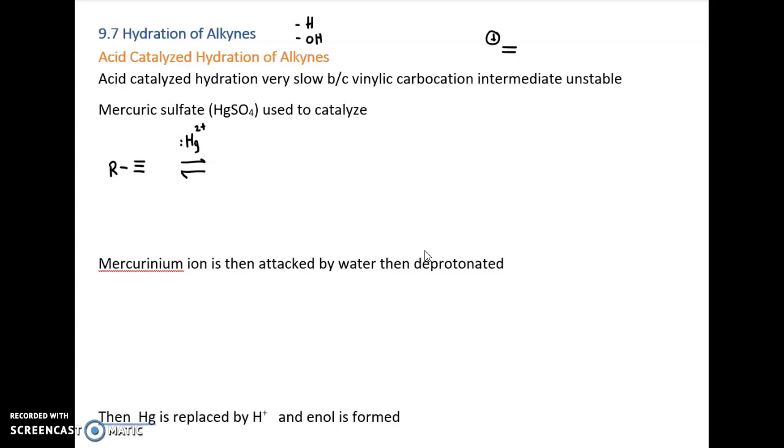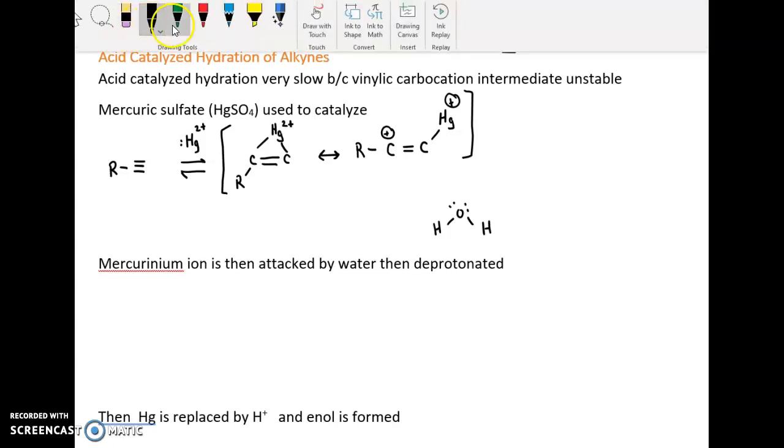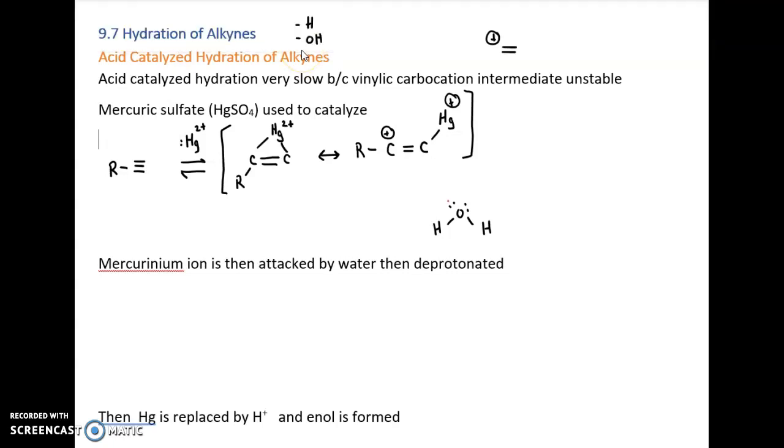What we'll end up with is a structure that looks like this, that's in equilibrium or in resonance with. This mercurinium ion can then be attacked by water. The water comes in and attacks there. And we get this structure. Another water can come and remove this extra proton so that these electrons can go back and live on the oxygen.